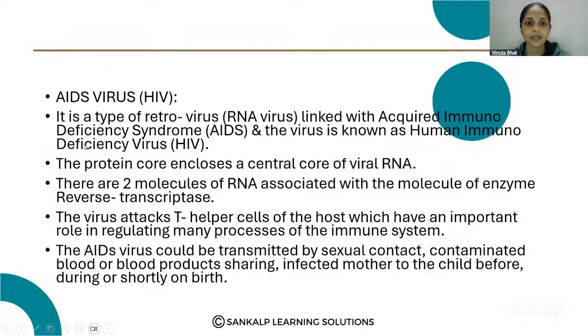The AIDS virus, the human immunodeficiency virus, is a type of RNA virus. The HIV virus is called a retrovirus, which has RNA as the genetic material, as well as the reverse transcriptase enzyme, which forms DNA by the reverse transcription method.